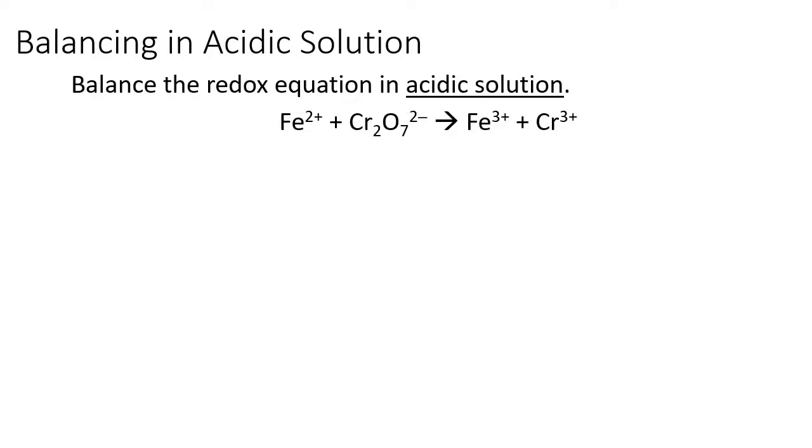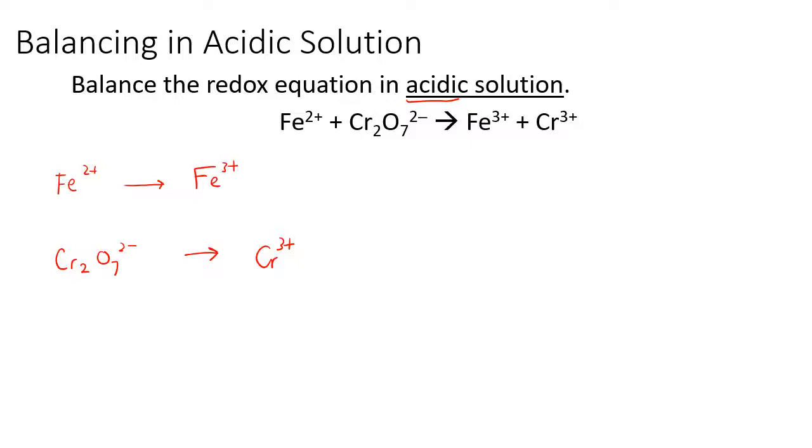Balance the following redox equation in acidic solution. We have to be told if we're balancing an acidic or basic solution in the problem. First, let's break it up into 2 half reactions. Fe2+ going to Fe3+ will be one of our half reactions, since iron is only present by itself. Our other half reaction will be the dichromate ion, Cr2O7 2-, going to chromium 3+ ion.